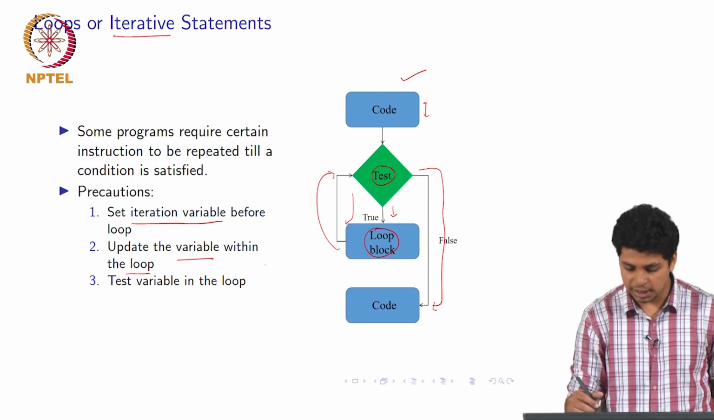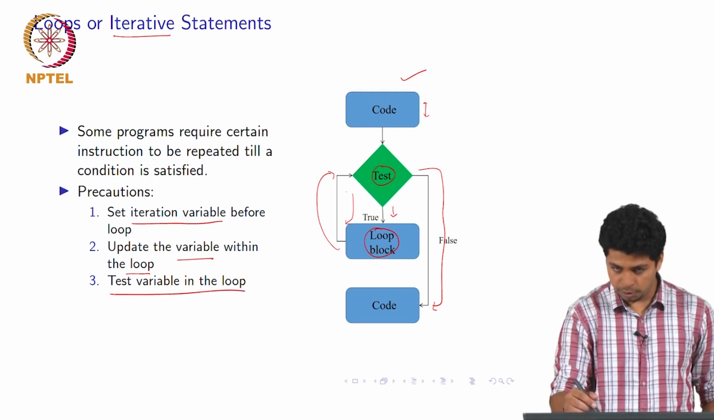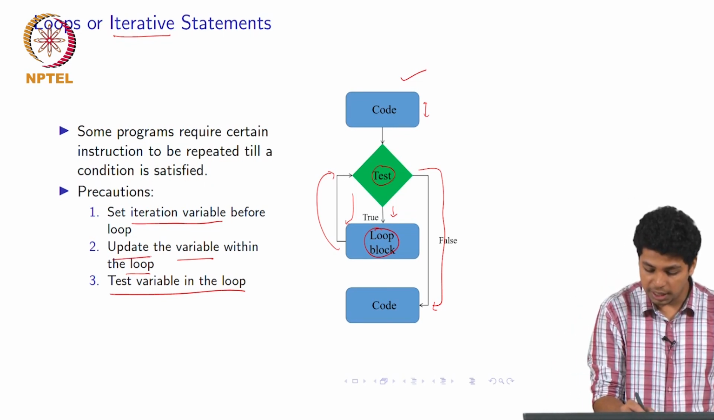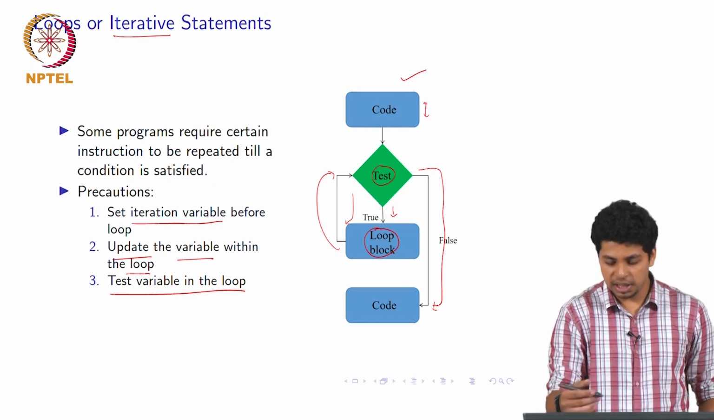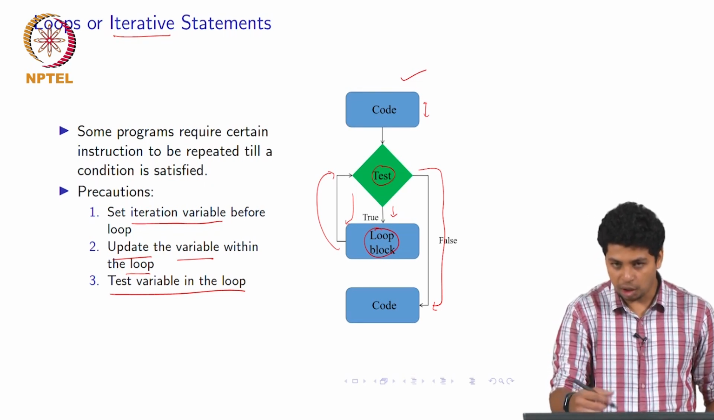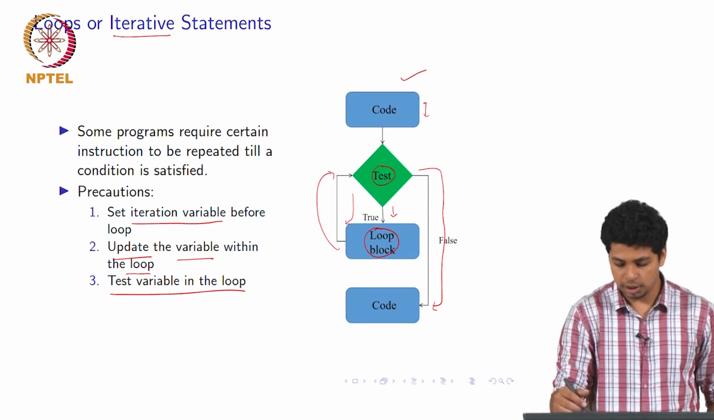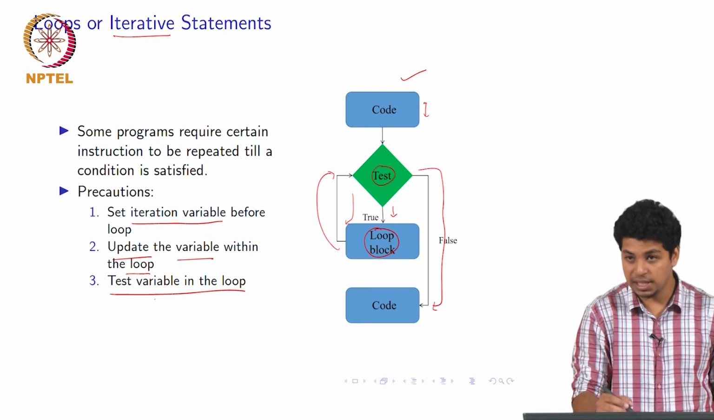So it exits the loop, and then we test the variable in the loop. We test the variable which is being changed or updated. If we check for some other variable, there is a decent chance that the other variable might not get updated within the loop, and it will again fall into that infinite execution trap. So we don't want that to happen. We always check a variable that is updated within a loop.